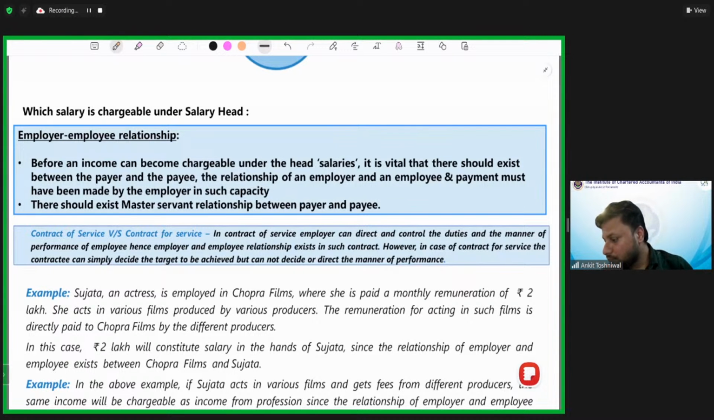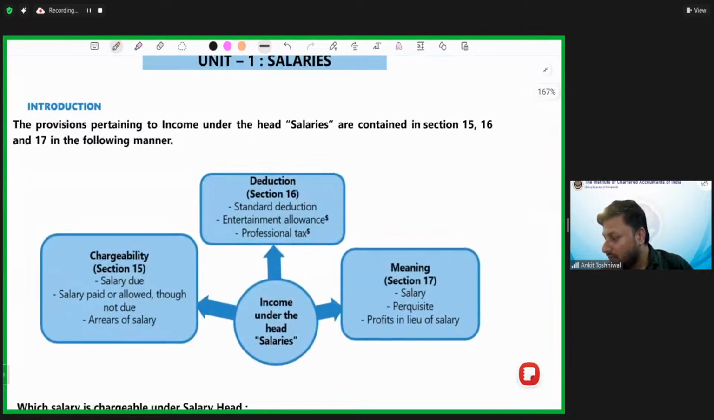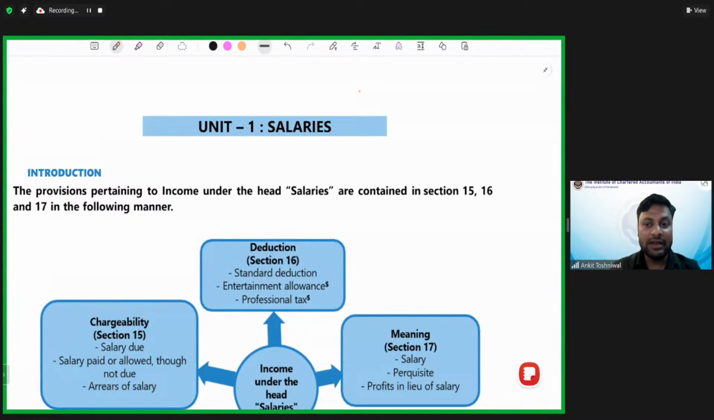Now, first of all, we have to understand how many sections we are going to study under this head. Basically, we are going to study three sections: 15, 16 and 17. Section 15 is the basis of charge. That is the charging section. And every head has its own basis of charge or charging section.